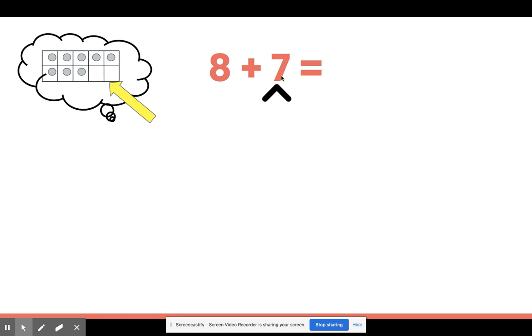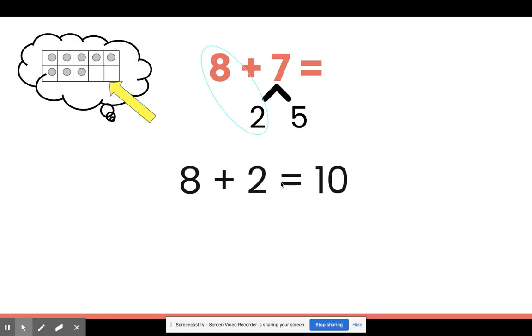That means I'll need to take 2 away from 7. And when I break apart the 7 into 2, the other part becomes 5. 2 and 5 together make 7. Well, that 2 and that 8 are partners to 10. We can add those 2 together to make our group of 10. 8 plus 2 equals 10. Now, remember, we can't stop there. 10's not our answer because we still have this 5.